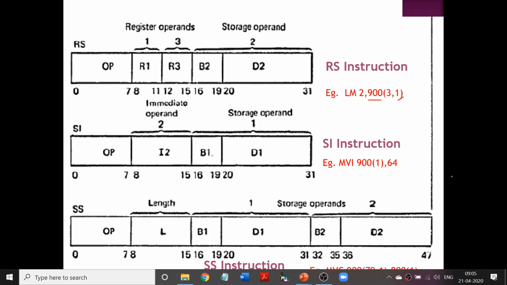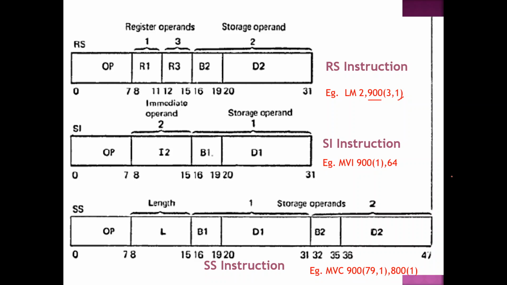The last one is SS. So what do you mean by SS? SS obviously means two storage. So I'm going to have two storage. What is the purpose? I may be copying the contents of one storage to the contents of the other storage location. I can do that. So that is one use of the SS instruction. So let us see what it is.